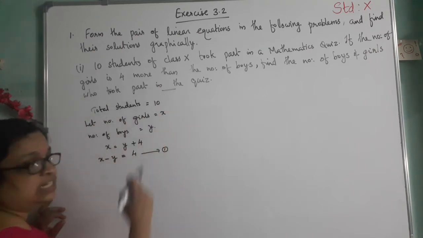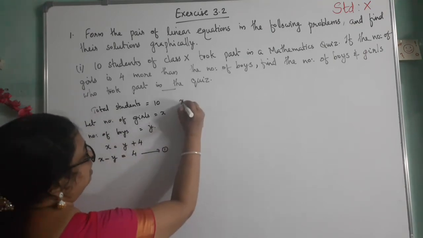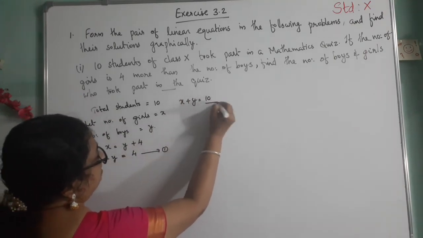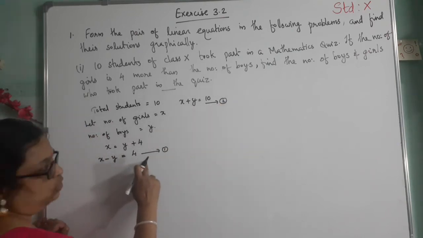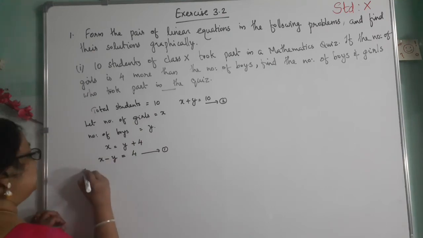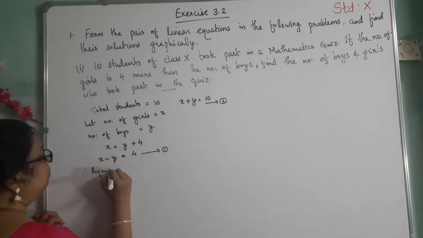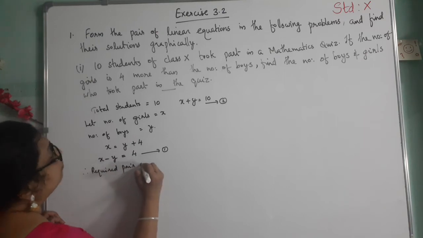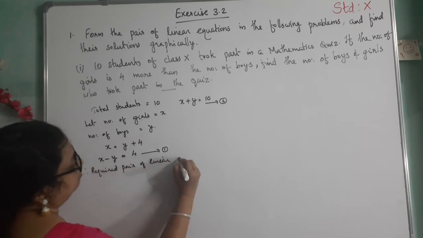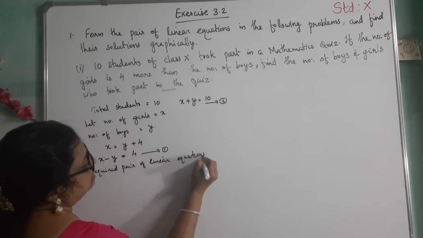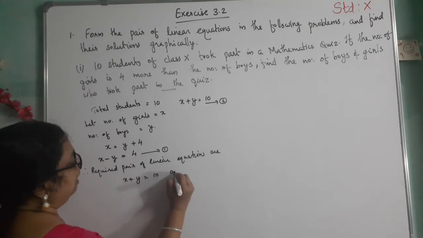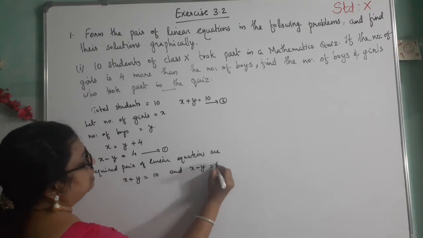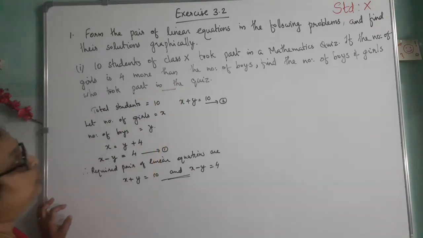From here, total students equal to 10, that is x plus y is equal to 10. This is equation number 2. So x plus y is equal to 10 and x minus y is equal to 4. These are the two equations. Therefore, the required pair of linear equations are x plus y equal to 10 and x minus y equal to 4. So the first part is over. Then find their solutions graphically.